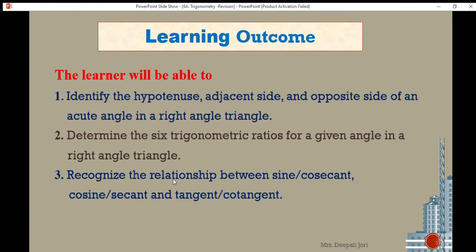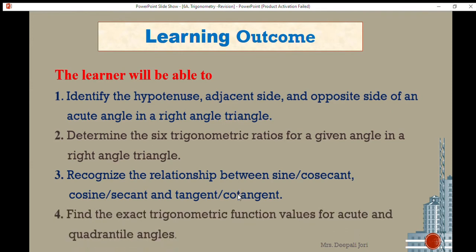Third learning outcome can be you can recognize the relationship between sine, cosec, cos, sec and tangent with cotangent. Fourth learning outcome is after watching this video, you'll be able to find the exact trigonometric function values for acute and quadrantile angles. Okay, so these 4 learning outcomes are there for this video.